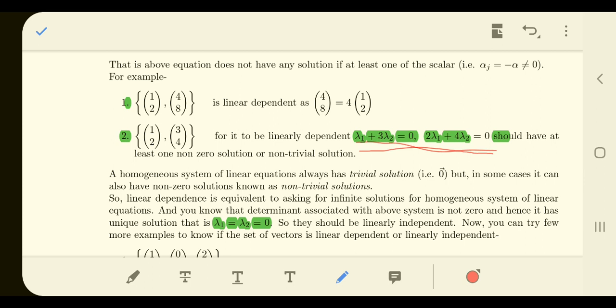So the linear dependence problem can be solved through determinants also.